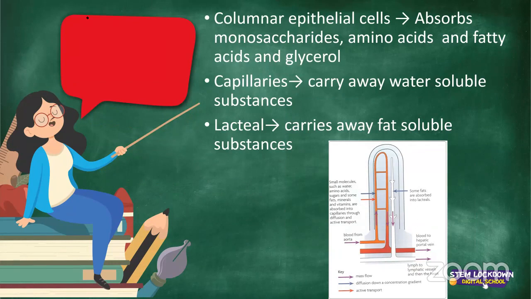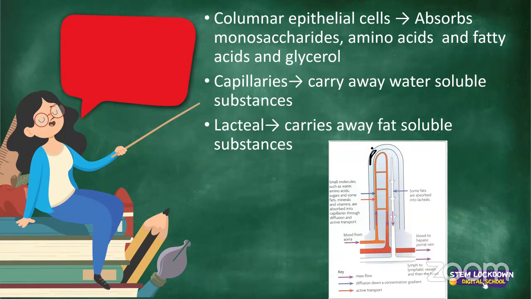Okay, so remember we mentioned the epithelial cells, the columnar epithelial cells, which could be indicated, let me just get a color that we'll all see. And they are indicated here. So these are your columnar epithelial cells in this diagram here, and they function to absorb monosaccharides, amino acids, fatty acids, and glycerol. So those are our nutrients that we need in our blood.